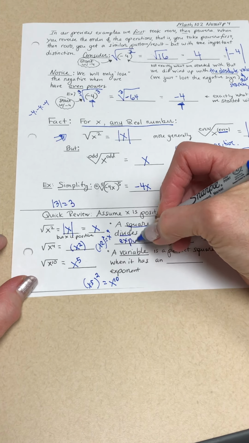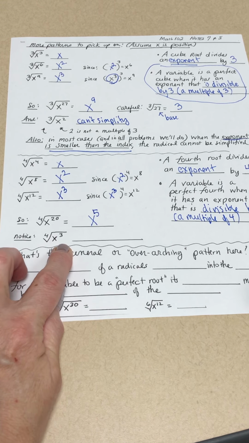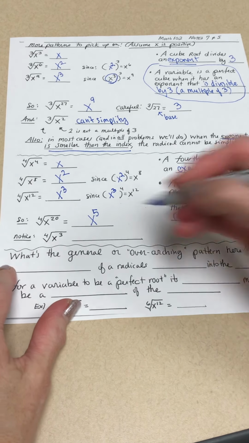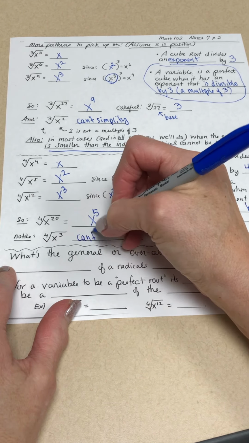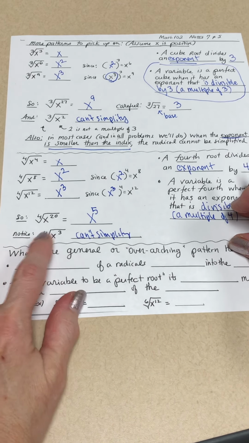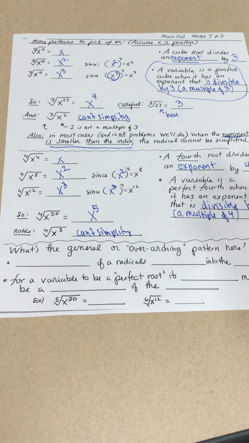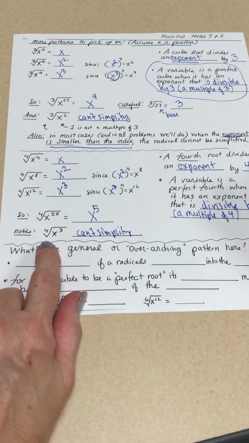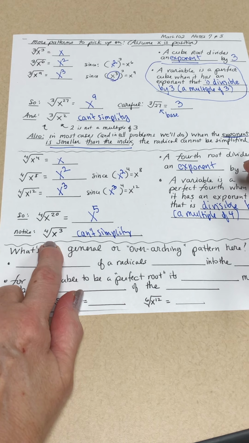But what if you had to simplify fourth root of x to the 3rd? You'd say, no can do. 3 is definitely not divisible by 4. In fact, the 3 is smaller than the 4. So we would call that already simplified. We're going to learn to change forms here, which is not really simplifying, it's just changing forms.